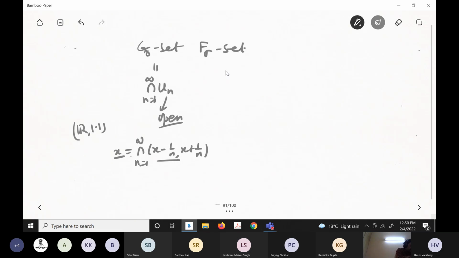F sigma is this: the union of F_n, where each F_n is closed. That is a countable union of closed sets. Take its complement. So what will you get? That will be a countable intersection of open sets. What will you get that?